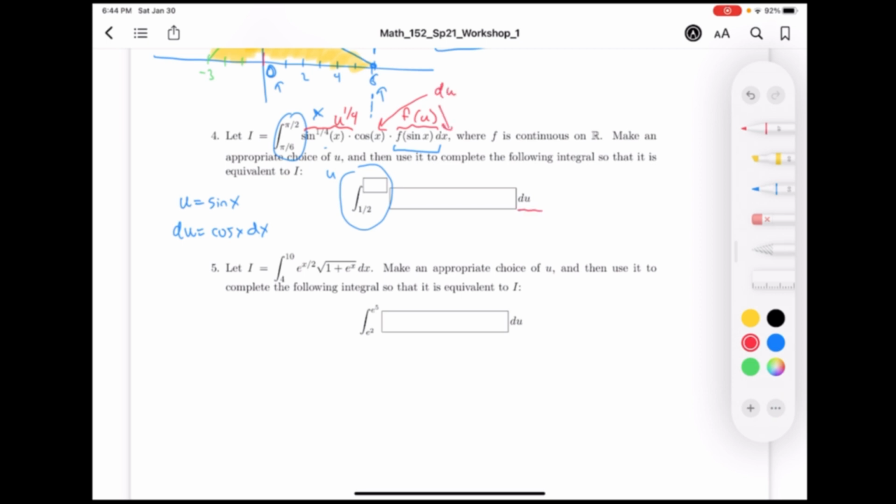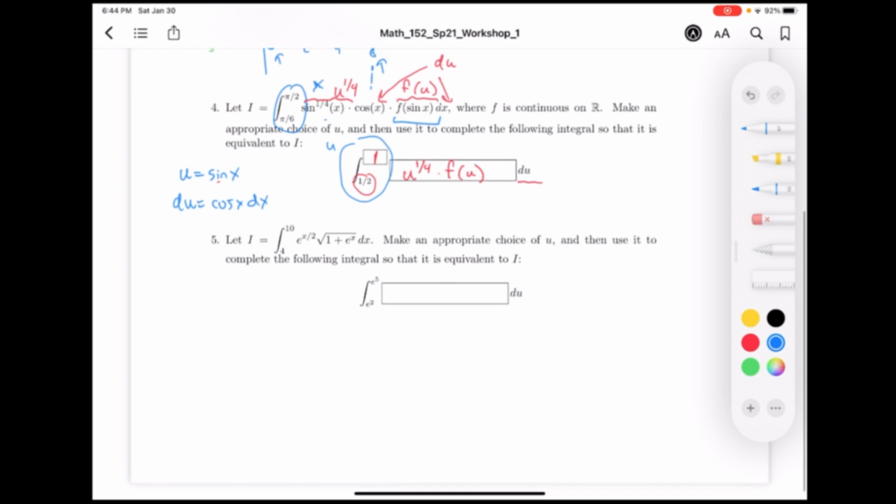So I already have a du here. It's given to me in the problem. This is going to be u to the 1/4 times f of u, and then all I need to do is figure out what goes up here. We can confirm that if I plug in pi over 6 into the sine function, I do in fact get this 1/2, so that's correct. And then at the top, we're just going to have sine of pi over 2, and that's 1. So that's the answer there.